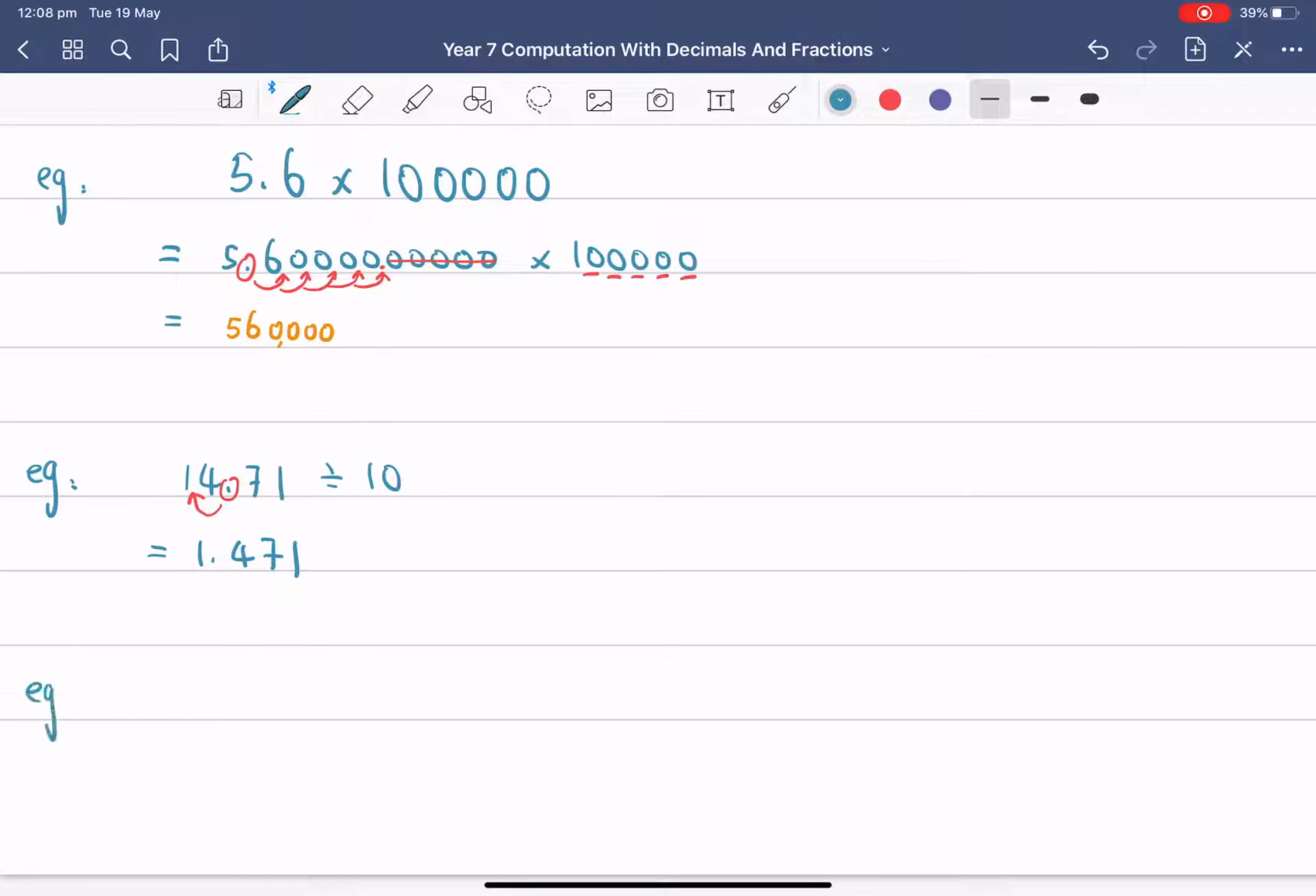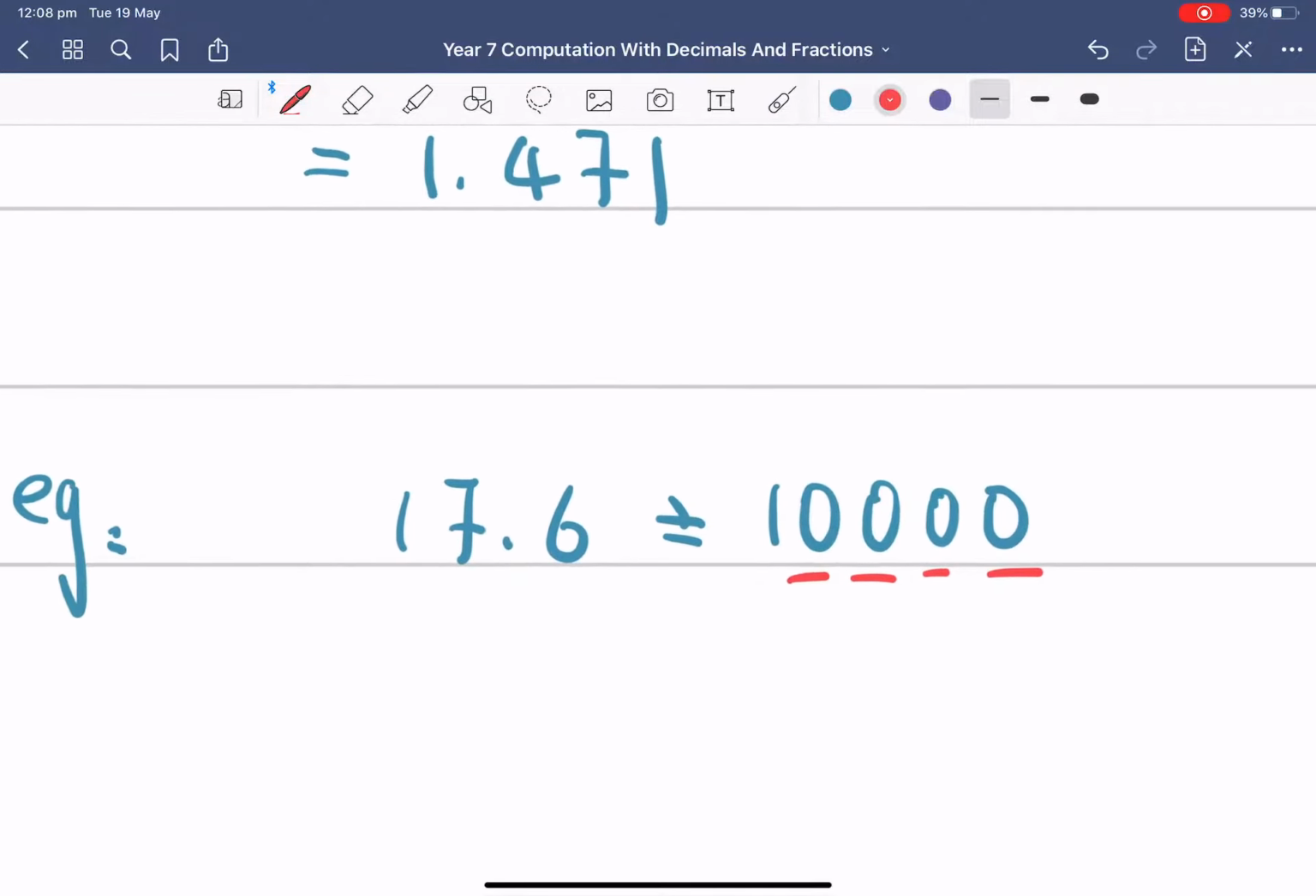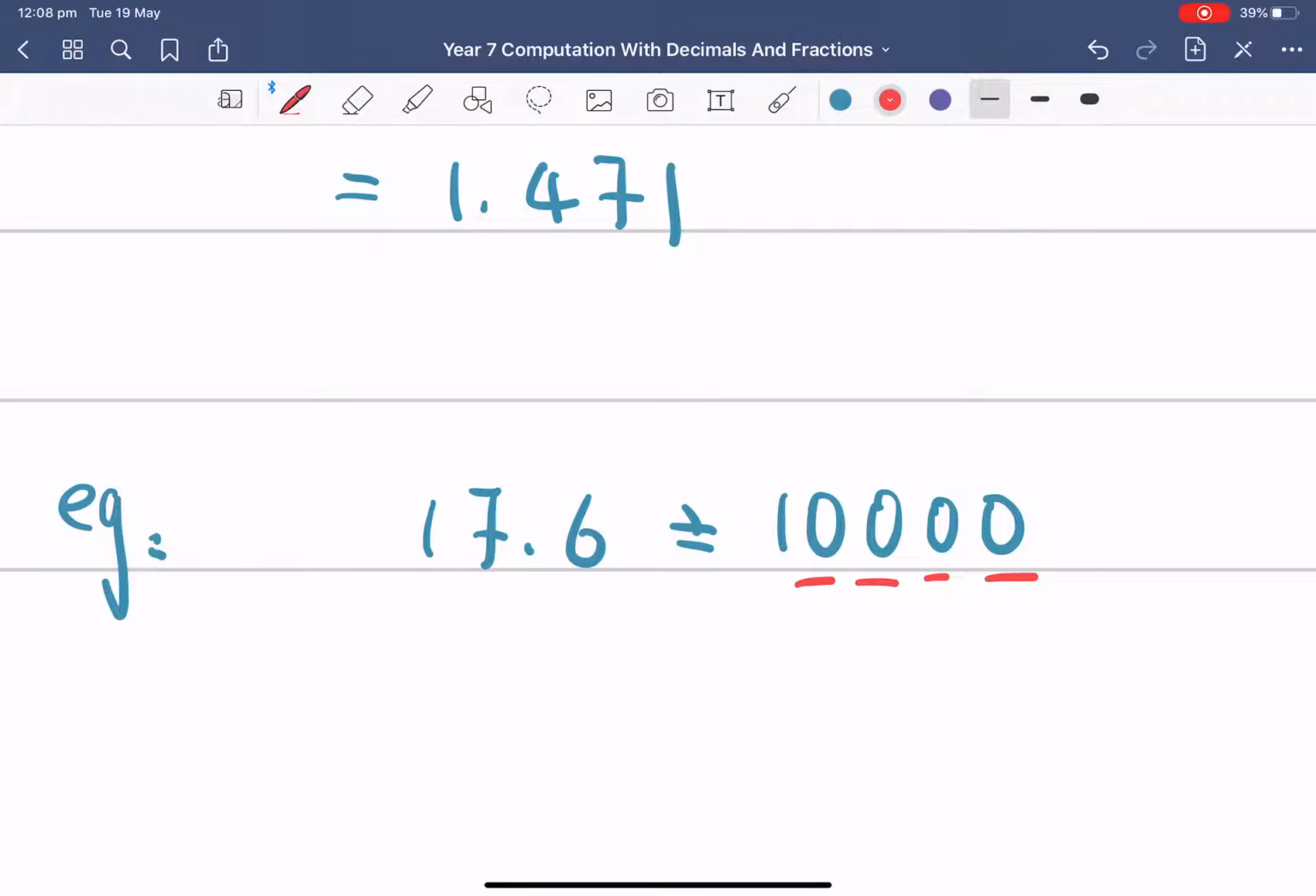Now I do want to show you what happens if we are dividing a number by something with many zeros. What do we do in this case, and how do we do the questions? We've got 1, 2, 3, 4. We're going to move the decimal point 4 places to the left. So I'd like everyone to just pay attention to that. 1, that's the first place. 2, so the decimal point will be here now. And then 3 and 4, so that will be the new decimal point.